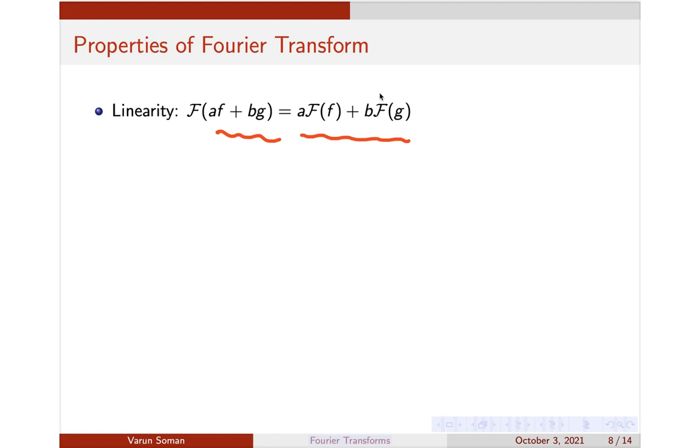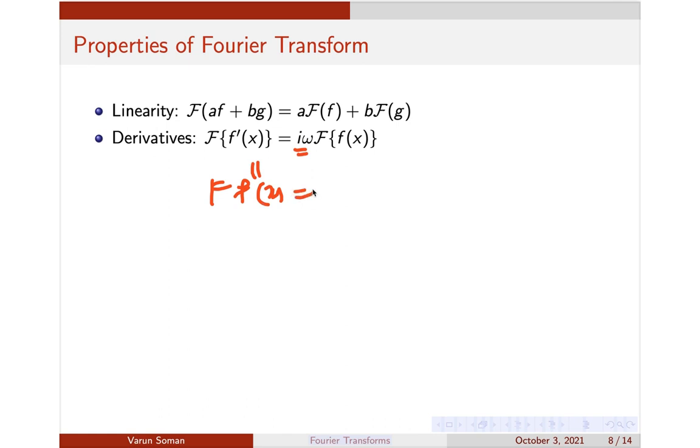Also there is the derivative property. This also you can derive using the definition, but derivation is not required for you, just try to understand it. The Fourier transform of f dash of x is i omega times the Fourier transform of f of x. Similarly, I can extend this result. The Fourier transform of f double dash of x is i omega into the Fourier transform of f dash of x. Again, it will be simply i omega the whole square into the Fourier transform of f of x.